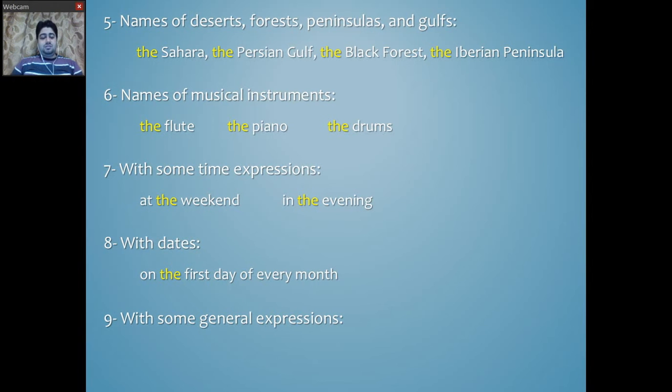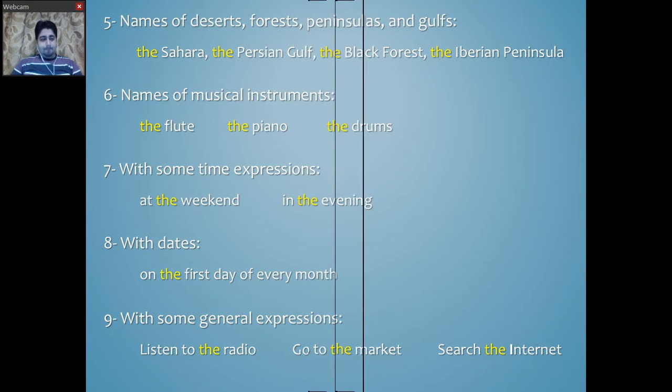Nine. With some general expressions. Some words or some expressions have the in them. This is like a collocation. They can't go without the. For example, we say listen to the radio. We don't say listen to radio. Or watch the news, for example. Or go to the market. There's always the with market. And you search the internet. It's very difficult even to say it without the. It comes naturally with the.